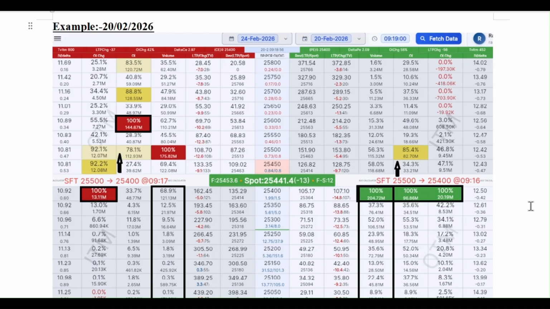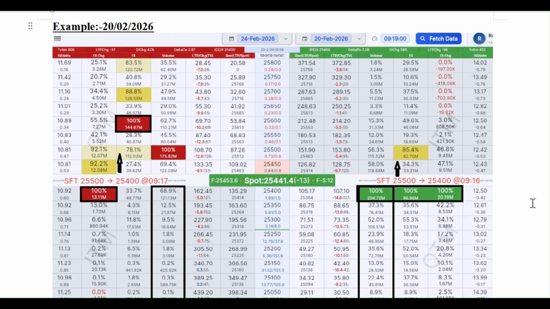Now compare the OI change values. At 25,400 put, the OI change is 20.19 million. At 25,400 call, the OI change is only 13.11 million. This means put writers are much stronger than call writers. The buying confidence is greater than the selling pressure. This is a positive sign for the market.